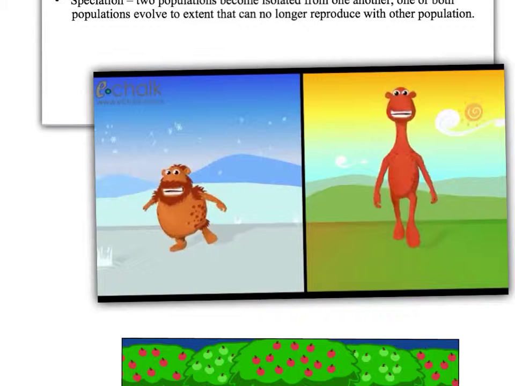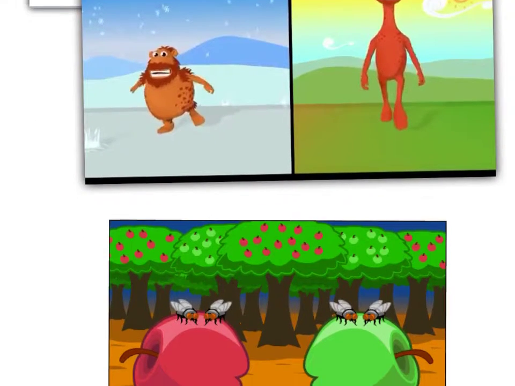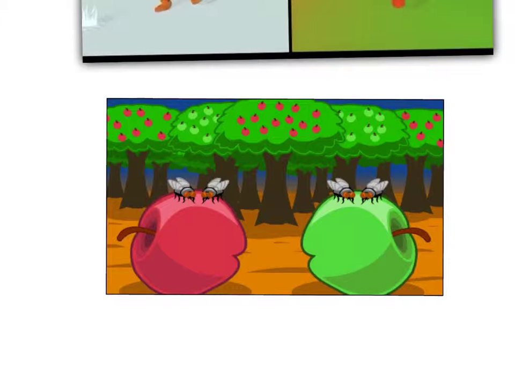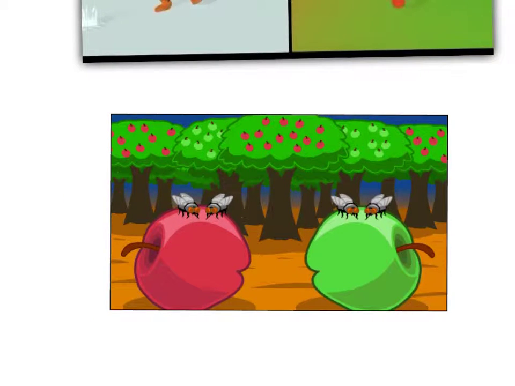Okay, so that little cartoon deals with allopatric speciation. Sympatric speciation is possibly the more difficult type of speciation to visualise. Sympatric speciation occurs when reproductive isolation occurs between groups of organisms within a particular species that live in the same geographical locality. So here I've got an example of some fruit flies. One type of fruit fly tends to congregate on green apples, and the other type tends to congregate on red apples.